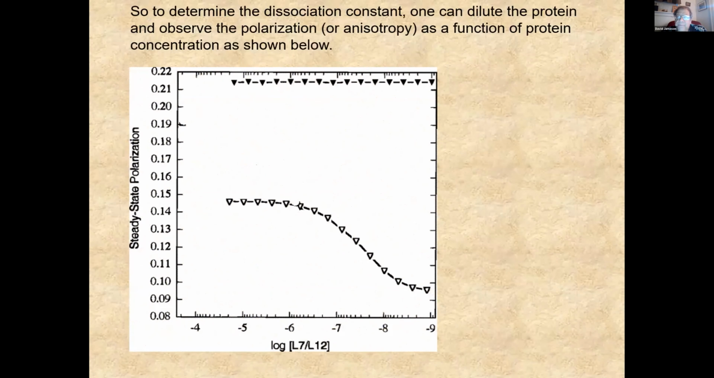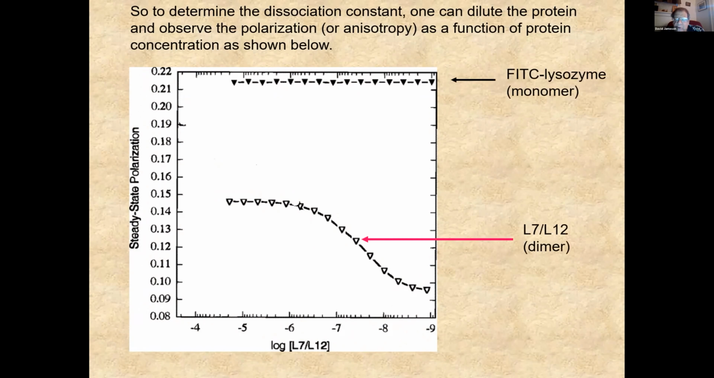So let's look at this type of plot, and these are very common plots in the literature. We look at the steady state polarization or anisotropy as a function of concentration of the protein. This top one shows fluorescein-labeled lysozyme, which is a monomer, and doesn't change over a very wide concentration range. But this other protein is a dimer, and the polarization does change at low concentrations. It's a plateau. We dilute it, it eventually goes to another plateau. And what we're seeing here is a dimer-monomer transition.